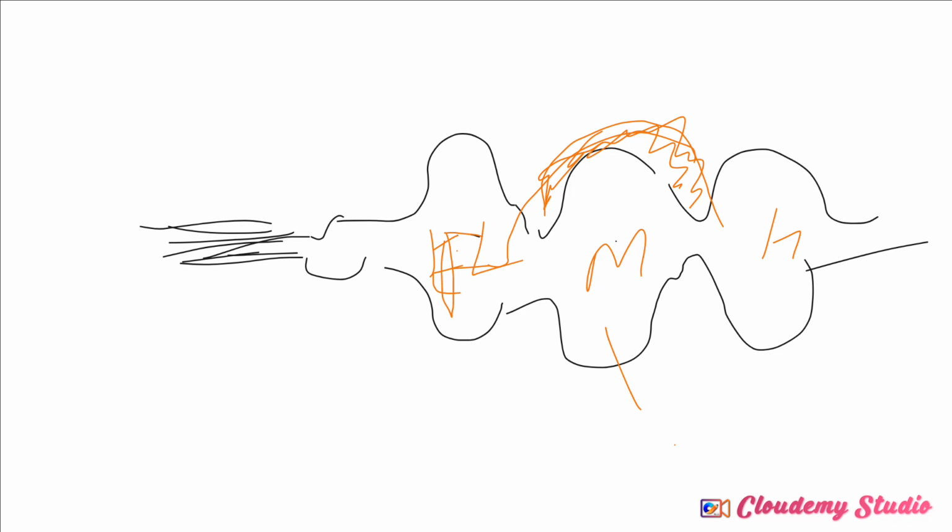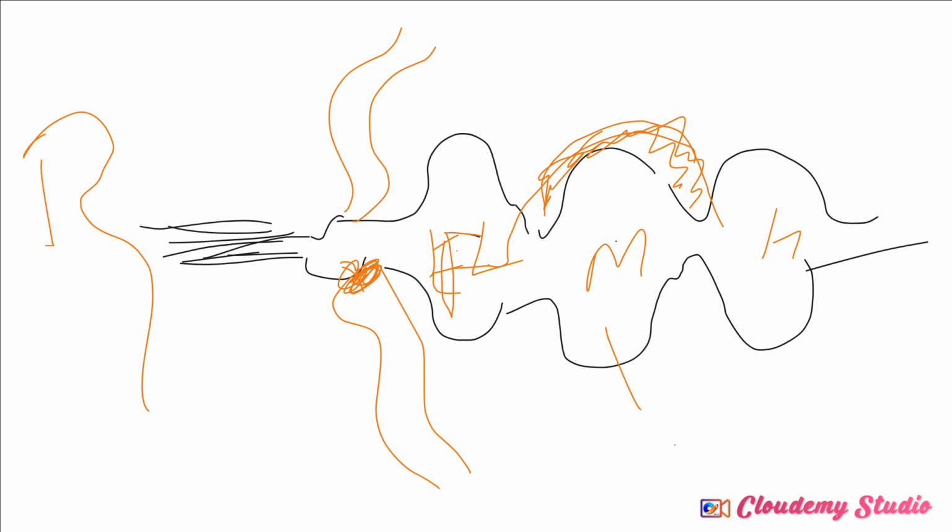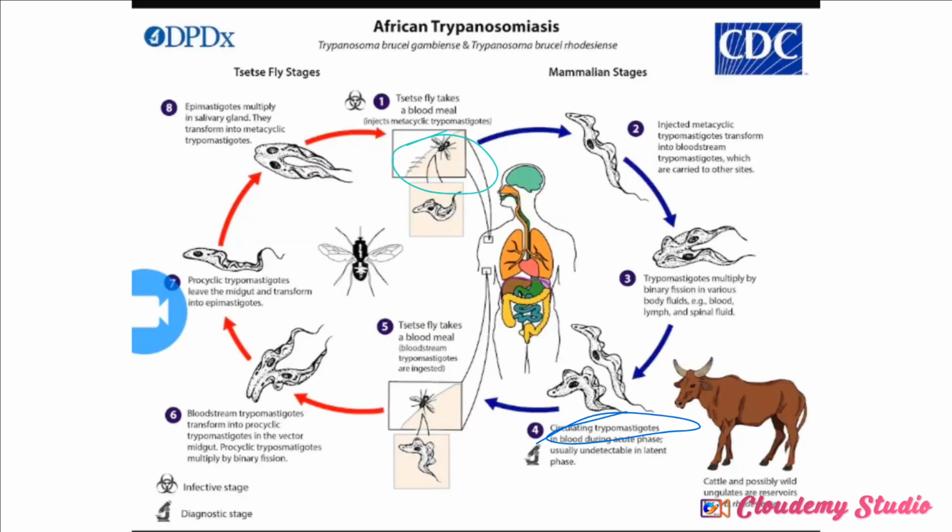Once they enter the foregut, there is a salivary gland around this place. This is the salivary gland. They find their way to the salivary gland, and once the stumpy form gets into the salivary gland, it is injected into another human host. You understand? Into another human host, and the life cycle continues.